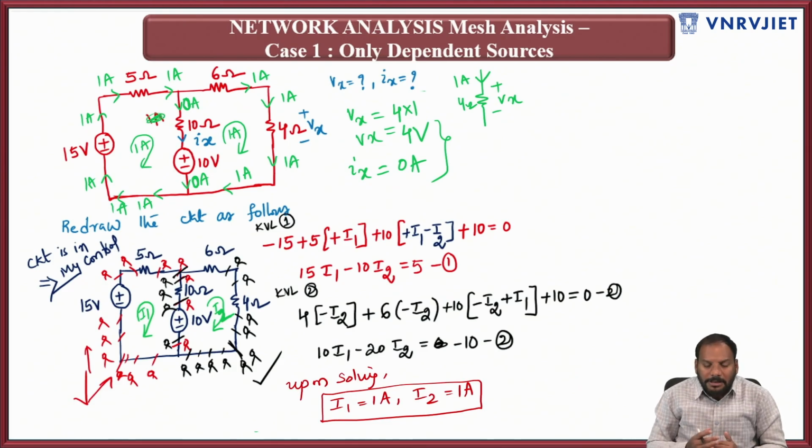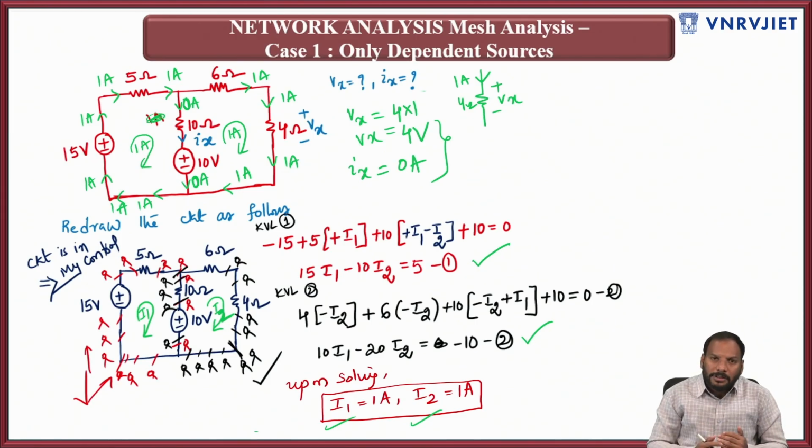This procedure can be applied to any type of circuit having only dependent sources. I'm calling it a case 1 problem because there are two equations, equation 1 and equation 2, and only two unknowns. Whenever the number of mesh equations, loop equations or KVLs is exactly equal to the number of unknowns, it automatically comes under a case 1 problem. That is the problem with only dependent sources.